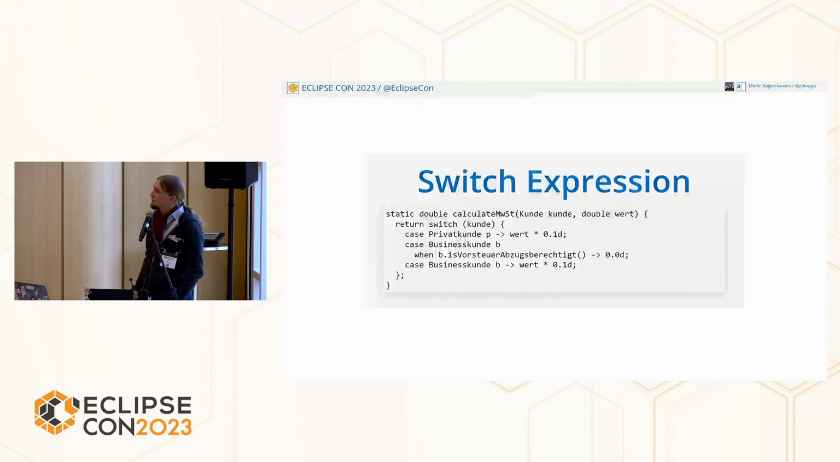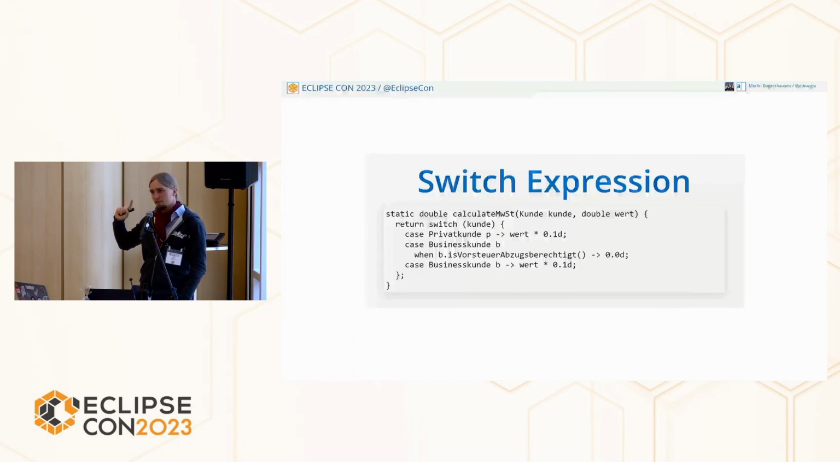Another thing is the when clause. Down there we have when it is vorsteuerabzugsberechtigt, then null. This when is for additional condition checking. So we have these three branches, they are listed down below. There's no default. Big difference to the other switch. It is not needed here because it is exhaustive.